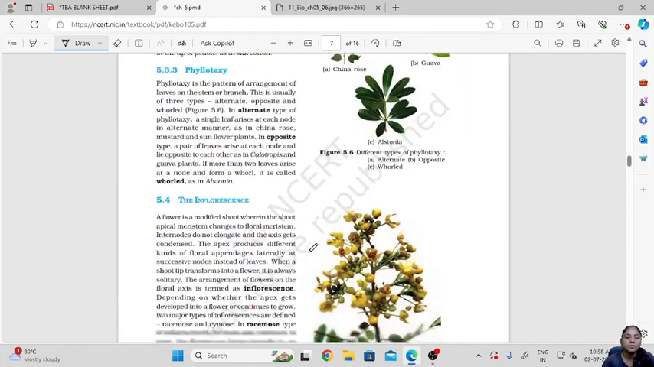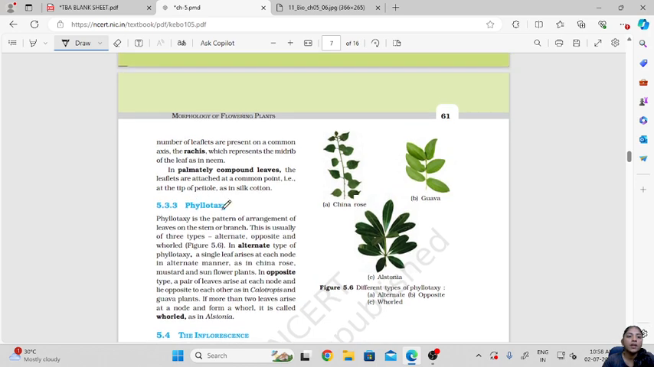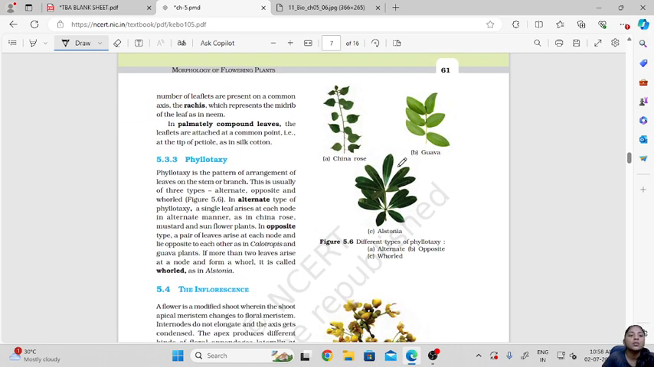So then we have the phyllotaxy. Phyllotaxy is basically the pattern of arrangement of leaves on the stem or the branch. Now it is usually of three types. The first one is alternate, then we have opposite, and then the third type is whorl.